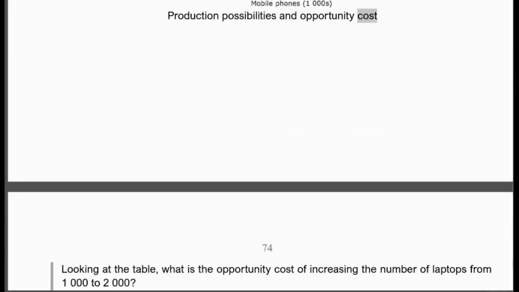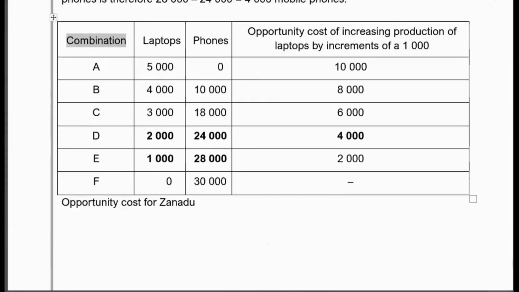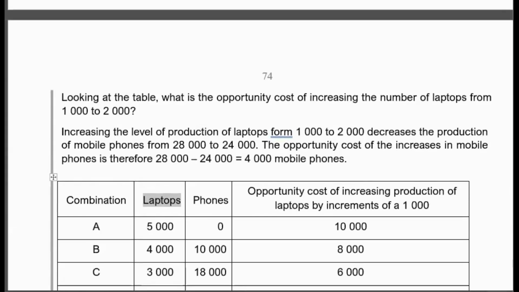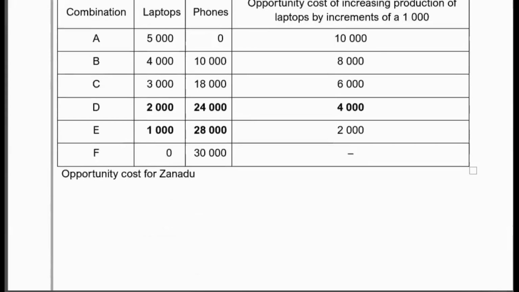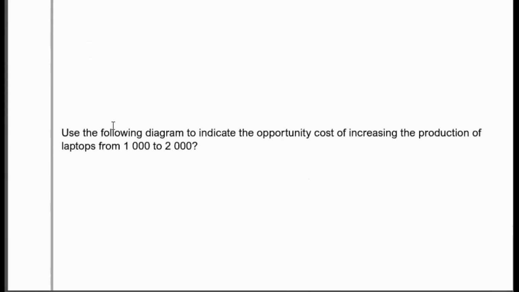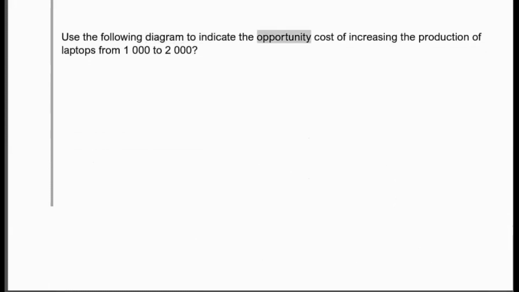Production possibilities and opportunity cost. Combination. Laptops. Phones. Opportunity cost of increasing production of laptops by increments of 1,000. Use the following diagram to indicate the opportunity cost of increasing the production of laptops from 1,000 to 2,000.